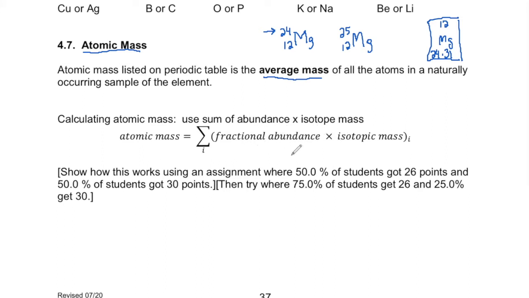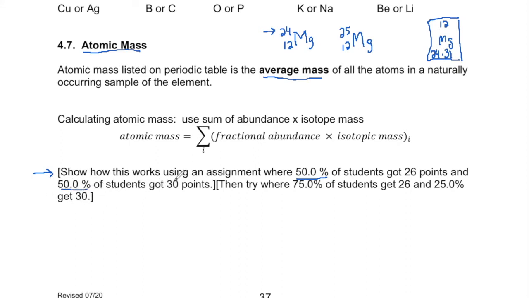So what do we mean by fractional abundance? We're going to see this in an example here. I could tell you every student's score on an assignment. If we wanted to know the average score on an assignment, I could tell you every student's score, and you could add up all those scores and then divide it by the number of students. But what if I didn't want to list every single score, and I could just tell you, well, 50% of the students got 26 points and 50% of the students got 30 points? Then you don't have to know how many students there were or each individual student's score.